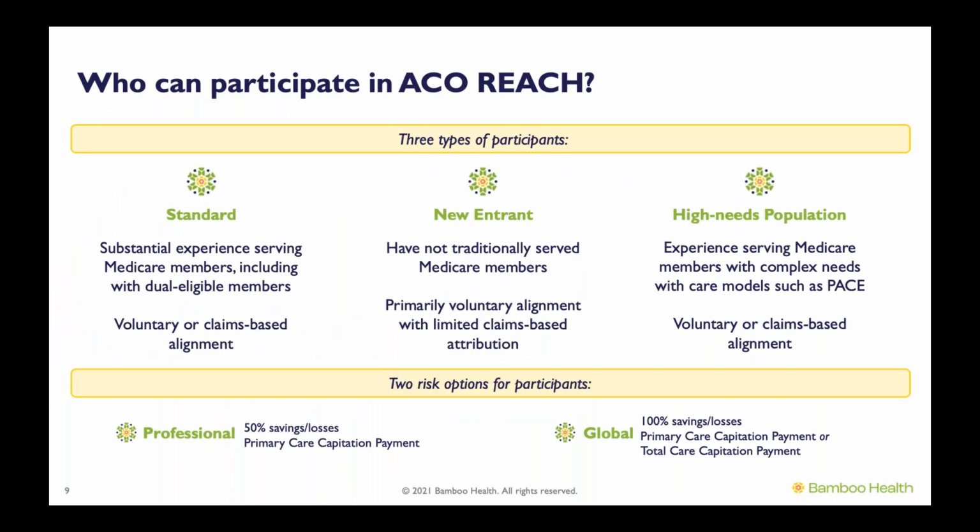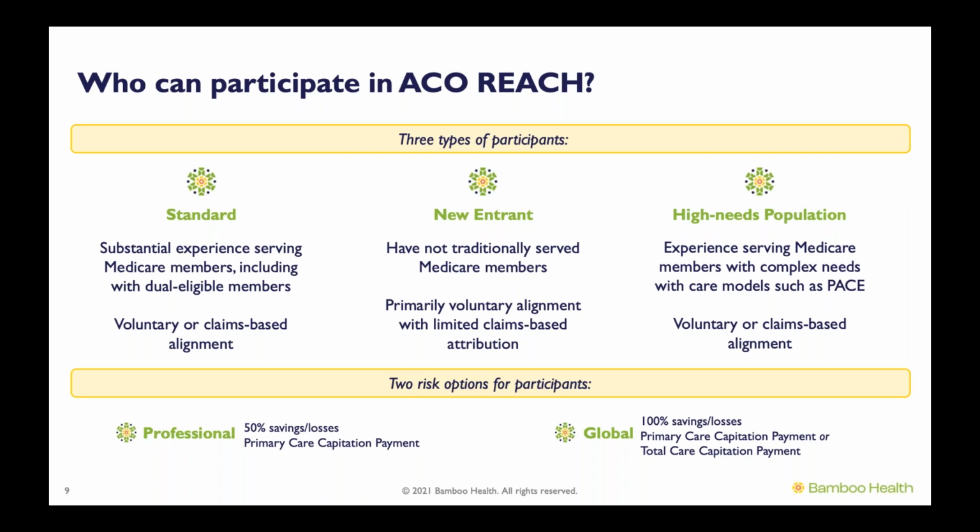But first of all, who can actually participate in ACO REACH? So very similarly to direct contracting, the ACO REACH model offers 3 different types of participants: standard, new entrant, and high needs population ACOs. On the standard ACO side, these will be organizations that have substantial experience serving original Medicare members, including Medicare only and dual eligible beneficiaries, who are typically aligned to an ACO through either voluntary or claims-based alignment. And these organizations will really be ones who have gained their experience through participation in other shared savings models or innovation programs, or they could be new organizations that are actually composed of existing original Medicare providers and suppliers.